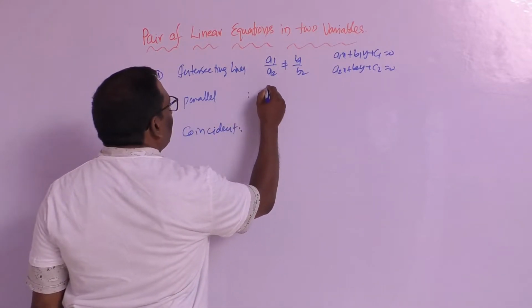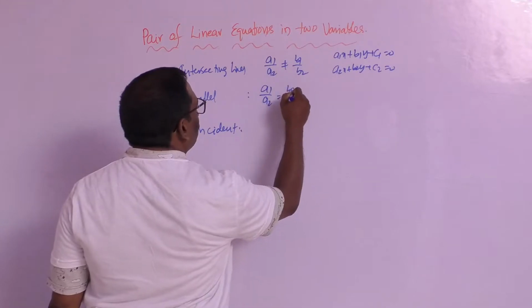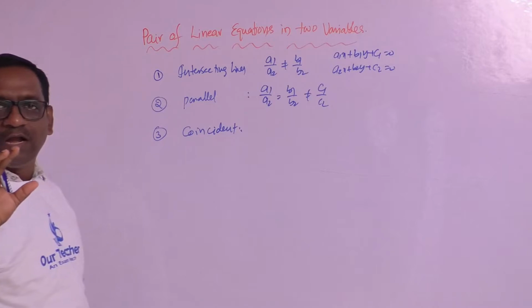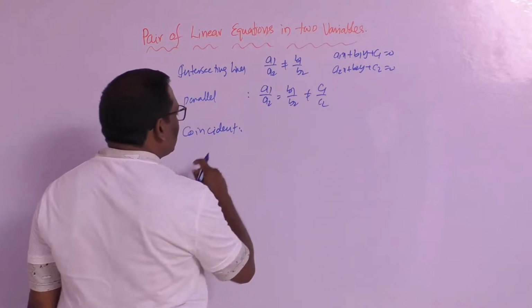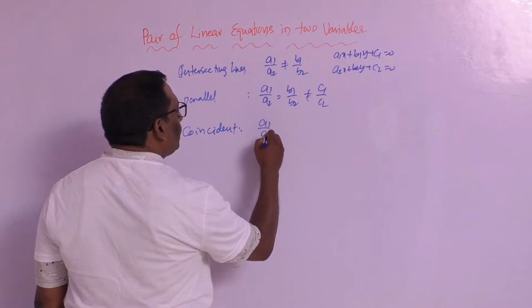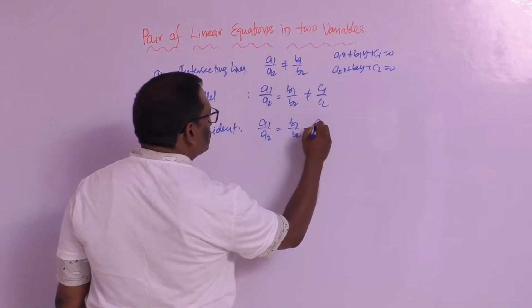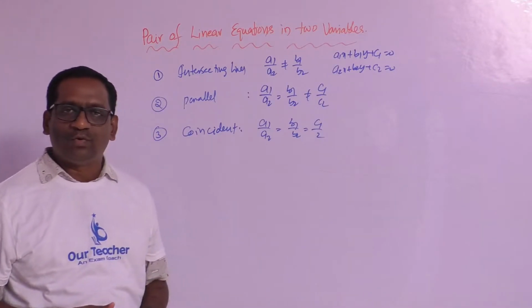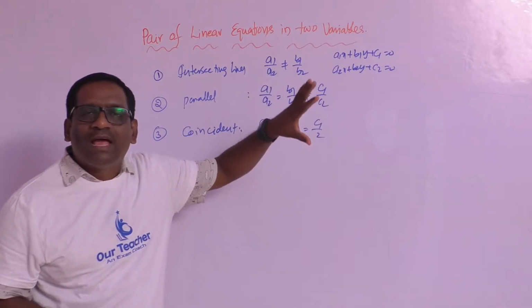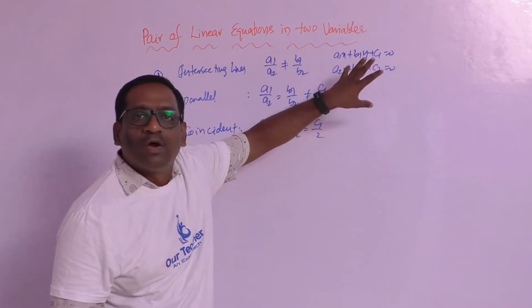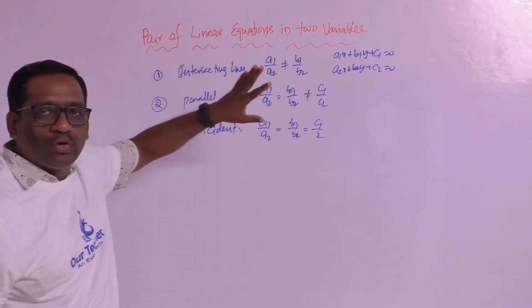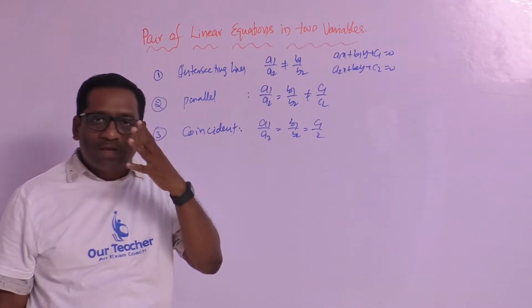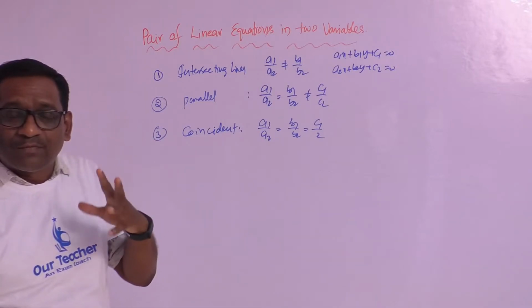And parallel lines are when a1 by a2 is equal to b1 by b2 but not equal to c1 by c2. Such a pair are called parallel lines. And coincident lines are when a1 by a2 is equal to b1 by b2 is equal to c1 by c2. That means all the coefficients will be equal in the given two equations. With the help of these coefficients, we can say directly whether the two given lines are parallel, coincident or intersecting. Now the same categories we are going to look at with the help of the graph.